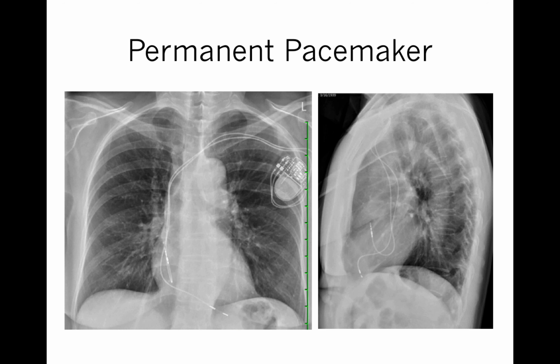Here's an example of a pacemaker on a chest x-ray. As you can see, the pacemaker is placed in the left upper chest with the leads going through the vein down the SVC, and this lead goes to the right ventricle and this lead goes to the left ventricle.